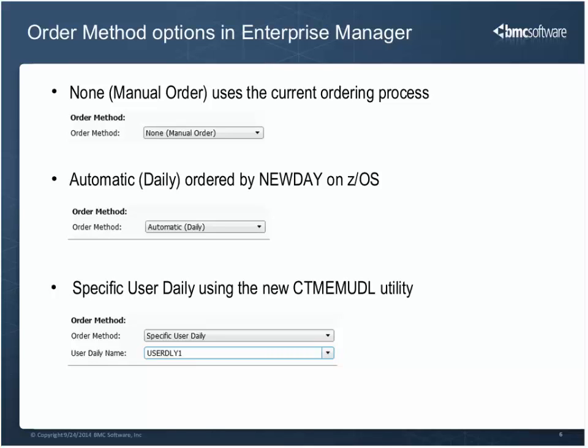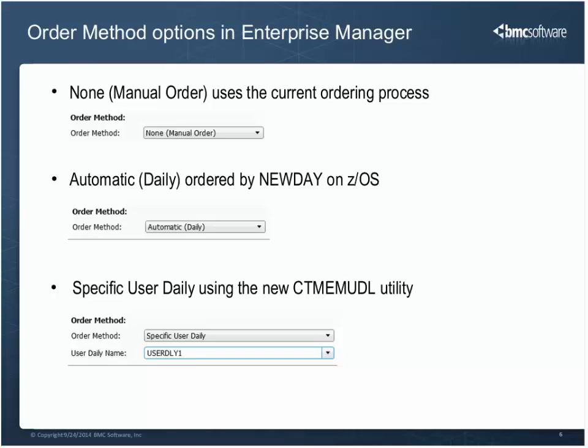If we look at the three options that are on the screen at the moment, the first one has an order method of none. This is also known as a manual order, as you can see. This means that any tables that have this will probably be ordered by your current CTMDAILY utility. So this is where some of the new stuff comes in now.